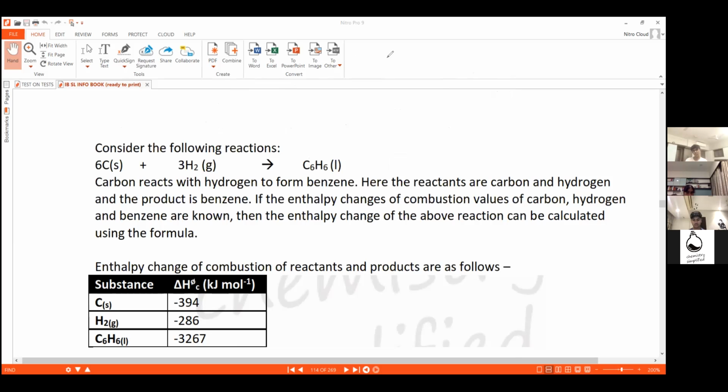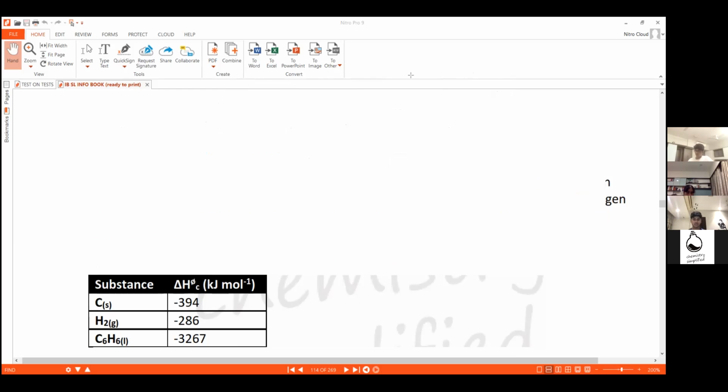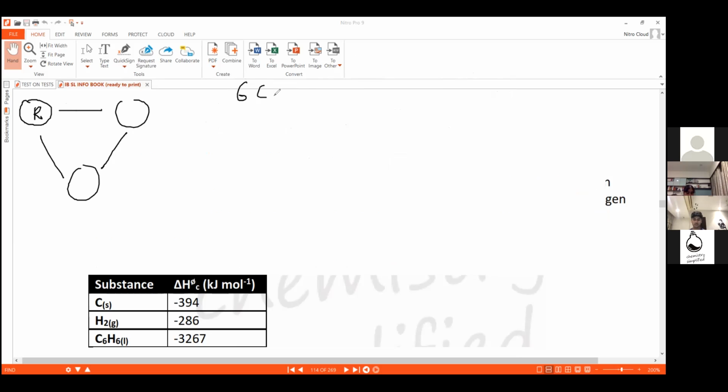How do you draw the cycle for this? Again, the cycle is the same thing. It's a triangle. Here you write the reactants of the reaction, which is 6 carbon plus 3 hydrogen. Here you write the products, which is benzene, and the arrow in this direction as given in the main equation.